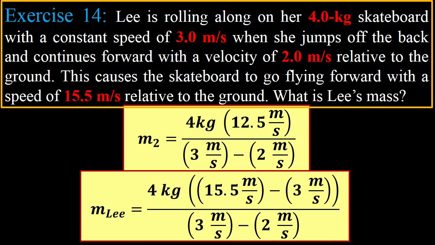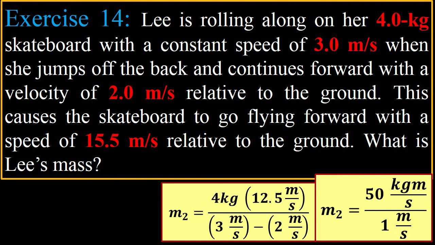So it's going to be mass 2. That's what's plugged in, and I'm going to rearrange that. 15.5 minus 3 is 12.5 times 4, which will be 50, divided by 1. So it'll be 50. She's 50 kilograms. Hopefully you can do that in your head. Okay, that's the final answer, 50 kilograms. You'll see that M2 is going to be Lee's mass, and 50 over 1 is going to be 50.